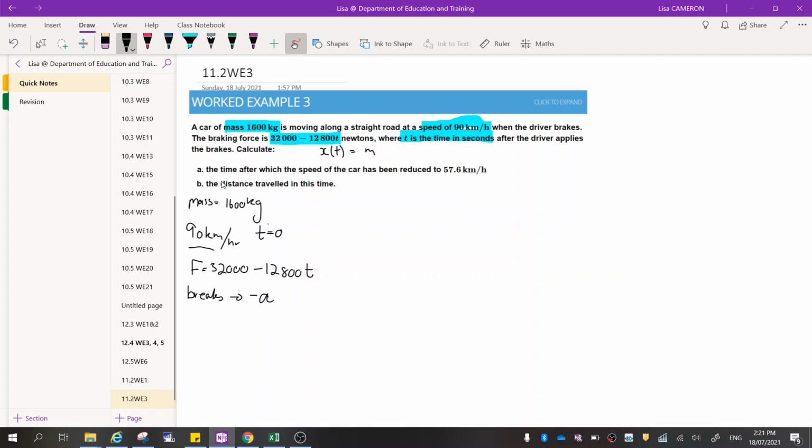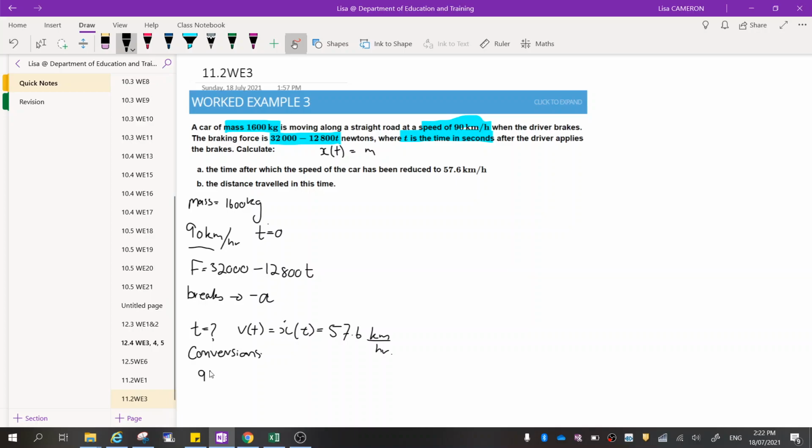Okay, so first things first, we want the time after which the speed of the car has been reduced. So we want the time when the speed, or another way you could write that is like this, is equal to 57.6 kilometers per hour. Okay, so first thing we're going to do is some conversions to get this into the units that we want, just because it will make our lives easier when we throw some numbers in later.